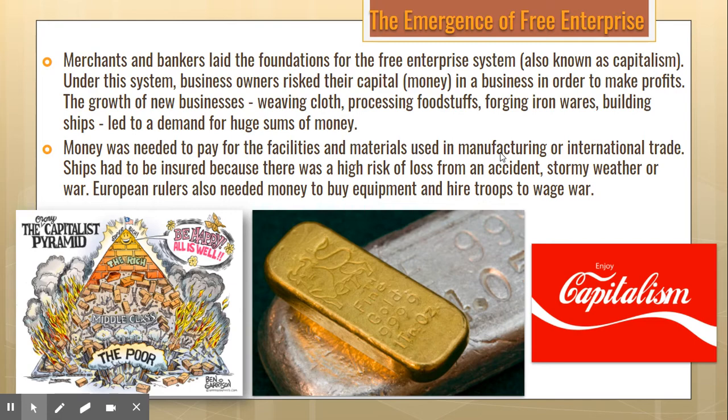So the growth of new businesses were weaving cloth, processing foodstuff, forging ironwares, making things into steel, iron, things like that. Building ships. This led to a demand for huge sums of money. So if you're going to make these manufacturing areas, you need a ton of money to do that to begin with. So money was needed to pay for facilities. That's what I'm talking about.